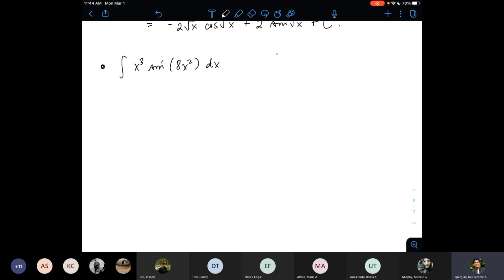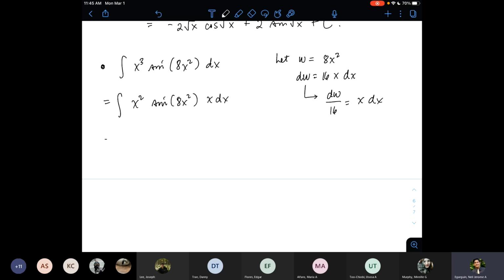So for instance here, I will let w first be equal to 8x squared, so that the function inside sine will look simpler. Then dw would be 16x dx. So what I'll do here is to borrow the x dx. So I'll have x squared sine of 8x squared. I'll borrow one of the x's to come with the dx, because from here I know that dw over 16 would be equal to x dx.